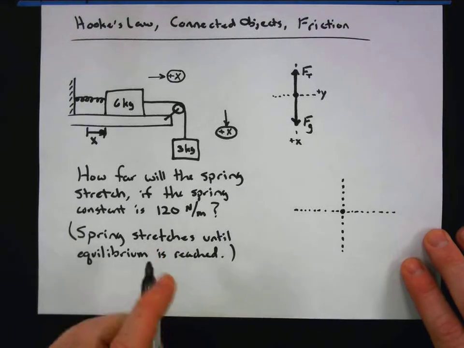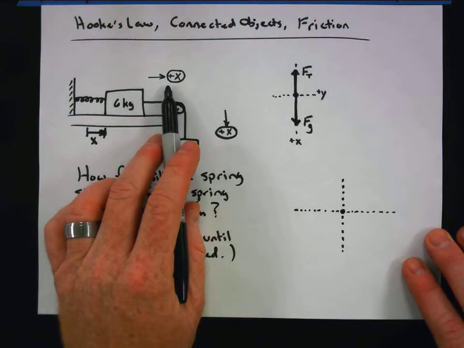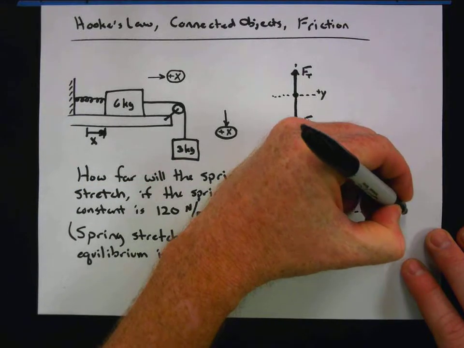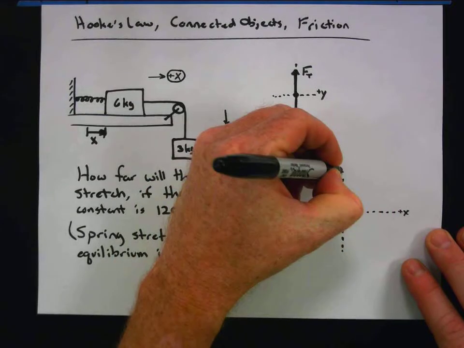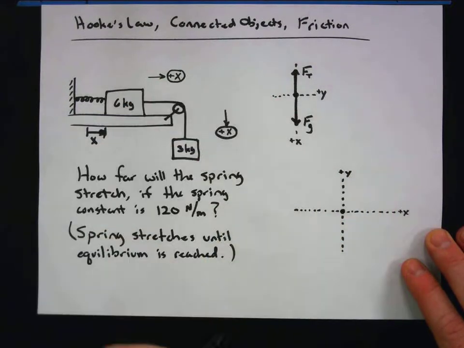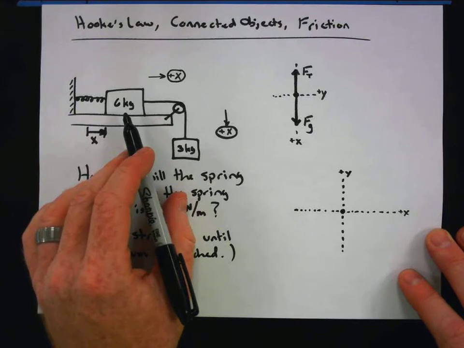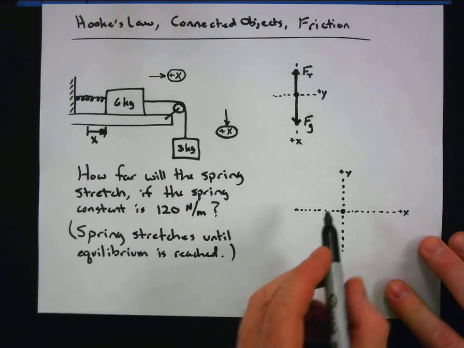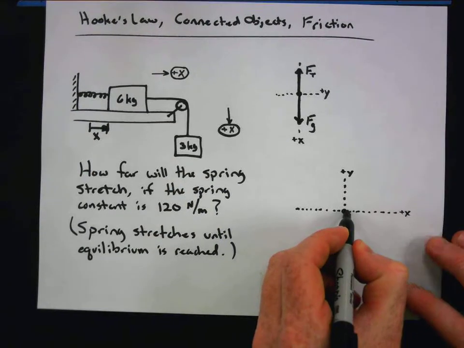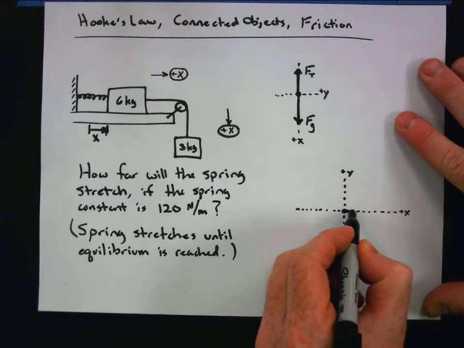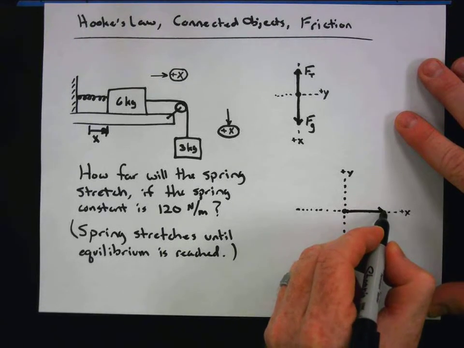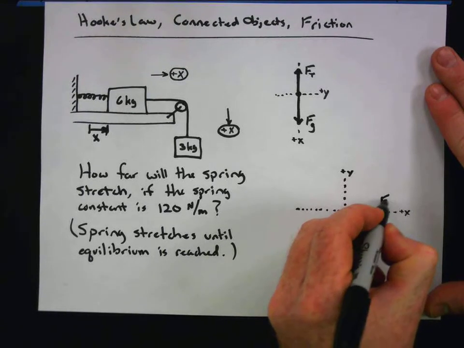Okay, and so here to the right is going to be the positive x direction, and up will be the positive y direction. Now there are more forces acting on this block. There will be tension to the right. The string is pulling, or tending to pull, this block to the right. Force of tension.